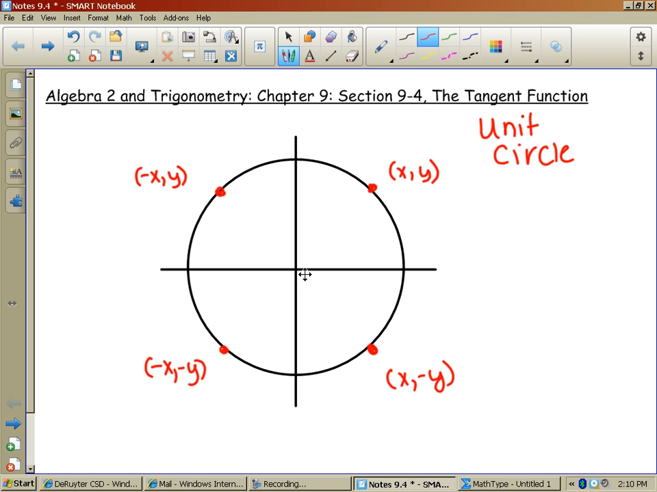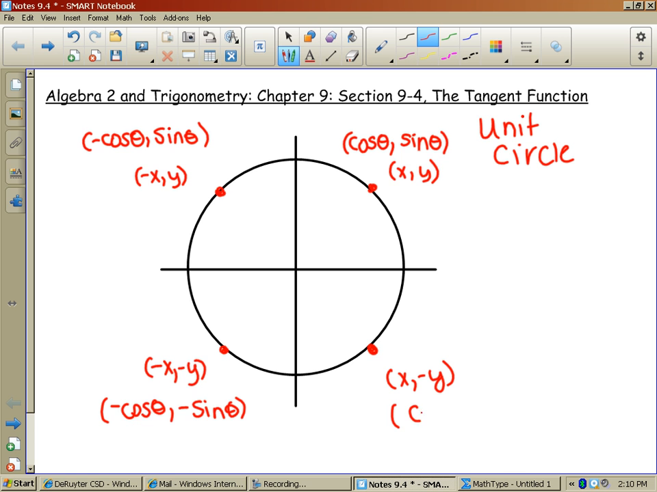And then what we did is we drew a triangle within the first quadrant, and we showed that the x value is also the same as the cosine of theta, and the y value is also the same as the sine of theta. And so in the second quadrant, it would be negative cosine, positive sine. Third quadrant, negative cosine, negative sine. And lastly, in the fourth quadrant, positive cosine, negative sine.